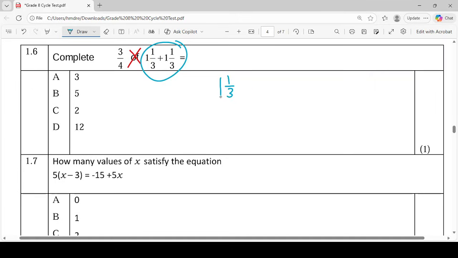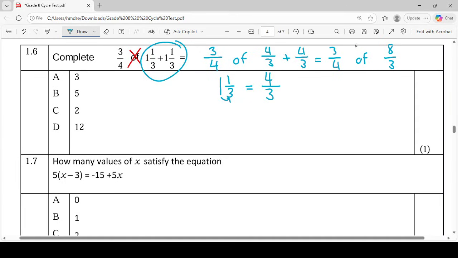So I would convert that into an improper fraction first. So 1 times 3 is 3, add 1 is 4. So this is actually the same as 4 over 3. Okay, which means that this expression here is actually going to be 3/4 of 4 over 3 plus 4 over 3, or 3/4 of 8 over 3.